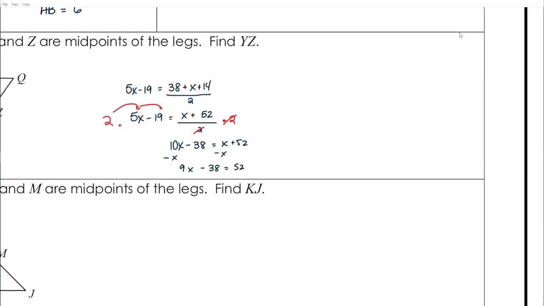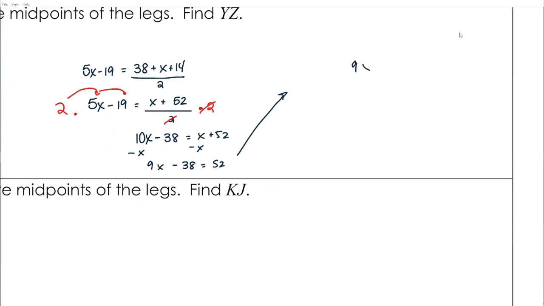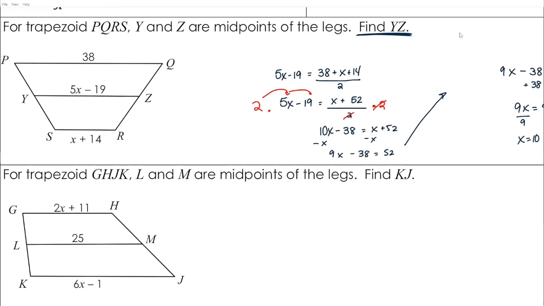I'm going to skedaddle up here so we can create a little bit more room. Just going to rewrite it out. 9x minus 38 is 52. We're going to add 38 to both sides, which of course makes 9x equal to 90. Divide by 9, so x is 10. The problem wanted us to find the length of YZ. So we're going to take that value we found and substitute it in for the original expression. 5 times 10 minus 19, which of course is 31.